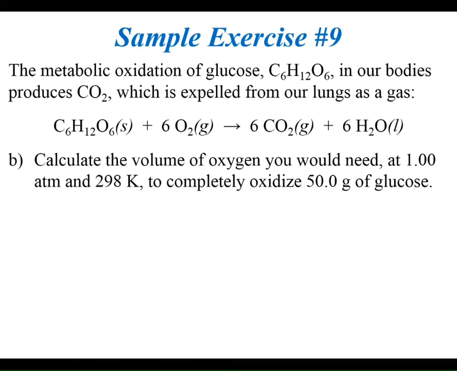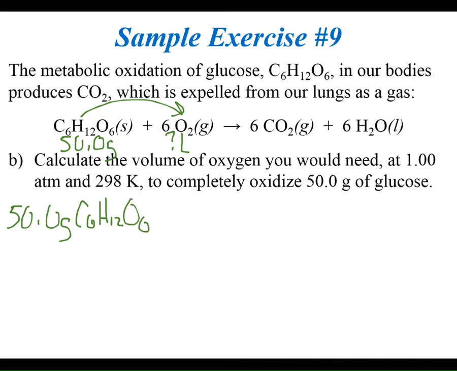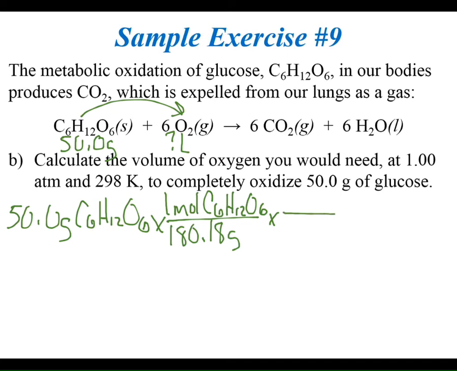Okay, so now we have 50.0 grams of this, and we want to know this one, the oxygen. So we're relating glucose to oxygen this time. So same thing, we've got 50.0 grams of our glucose, C6H12O6. And now you're going to use the molar mass again, turn it into moles. So it's still 180.18. But how do I relate glucose to oxygen? 1 glucose to 6 oxygen. Exactly, right there from the balanced equation. 1 glucose to 6 oxygens. Perfect. 1 glucose to 6 moles of oxygen.